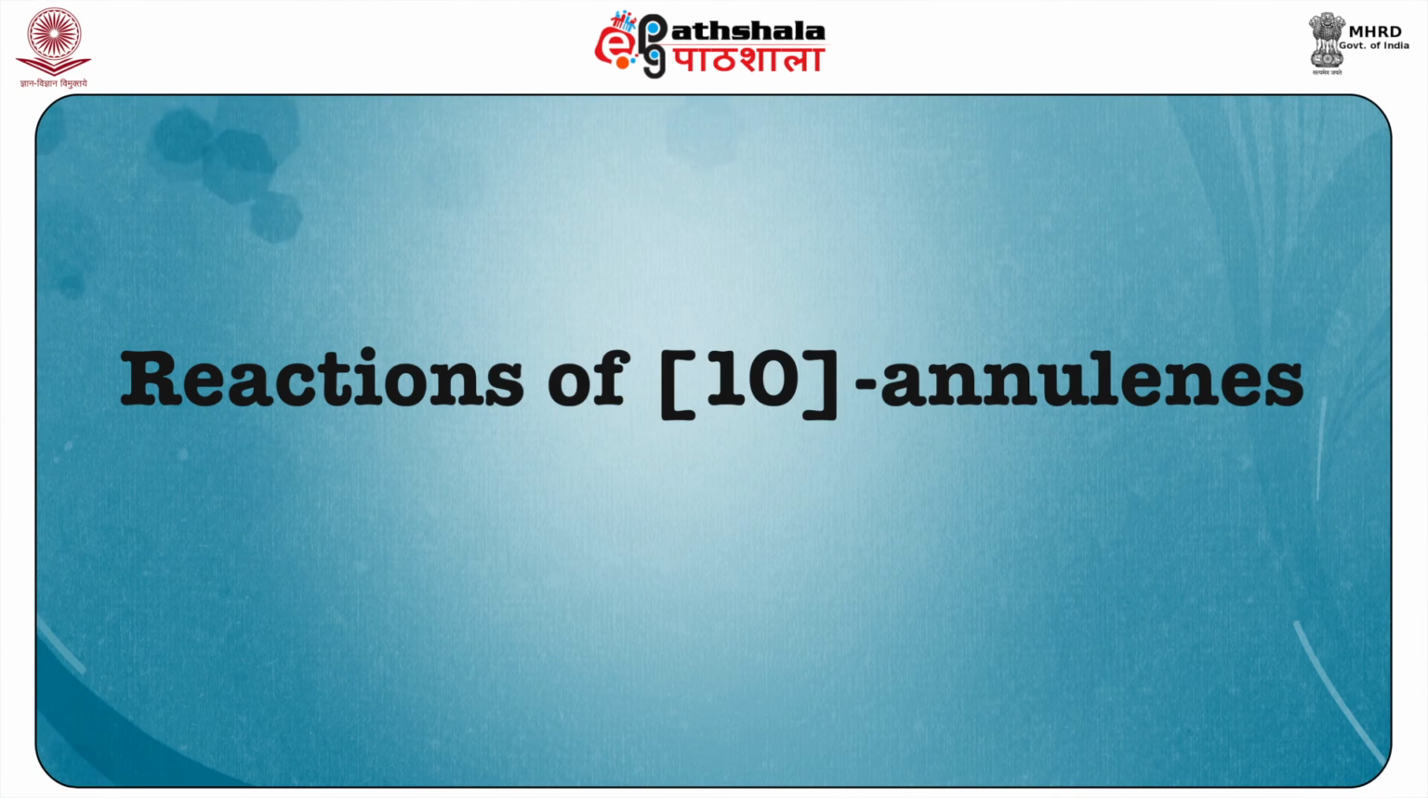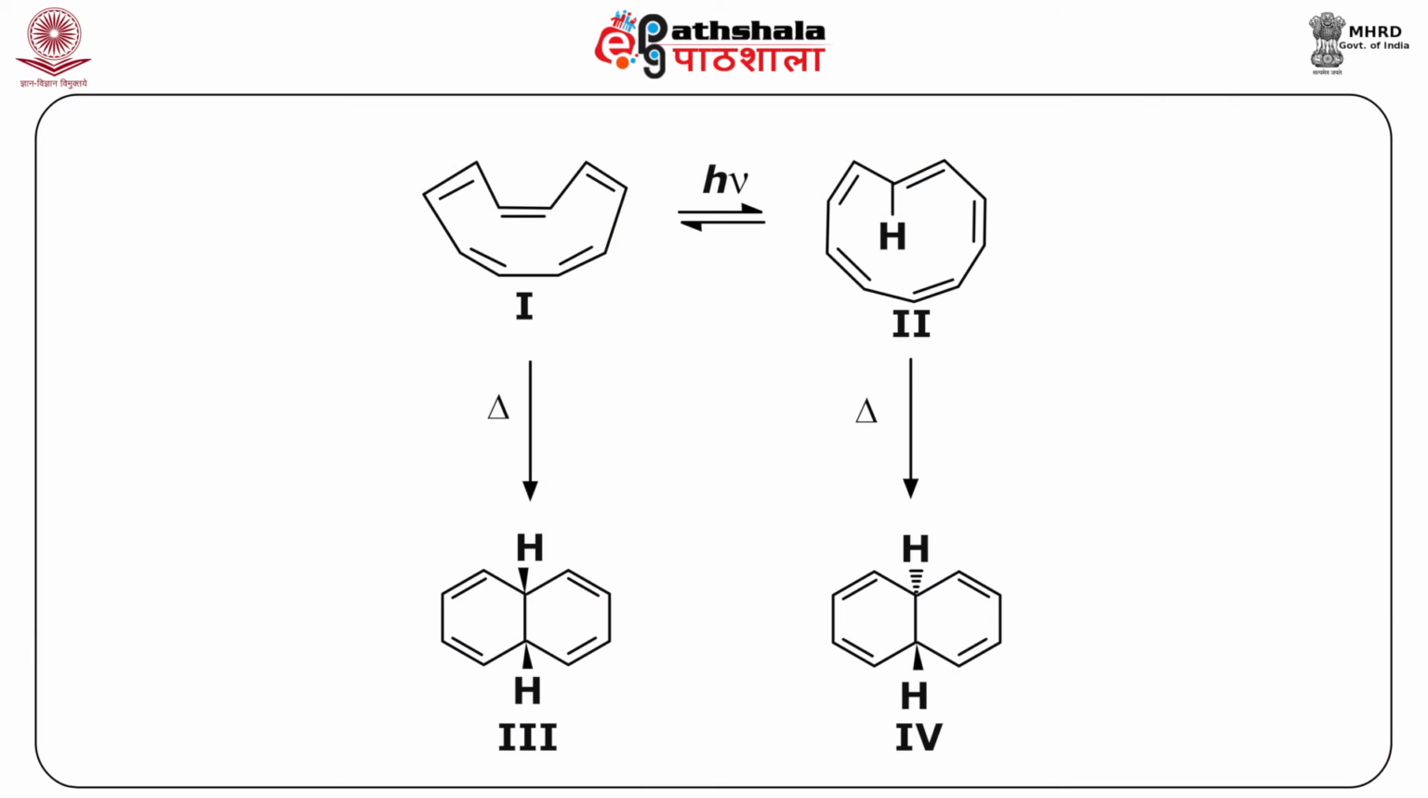Reactions of 10-annulenes. The 10-annulene existed in two distinct but rapidly interconverting forms 1 and 2, to which they assigned an all-cis boat-like conformation and a mono-trans twist conformation. Both the isomers react thermally and give dihydronaphthalenes 3 and 4, as shown in the structure, after the cyclization respectively. They also retain their respective cis or trans character.